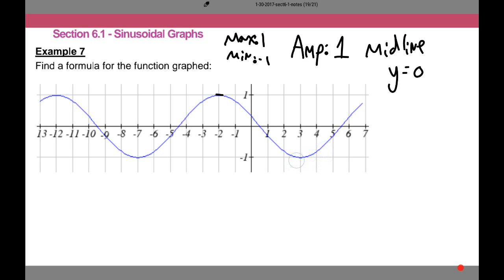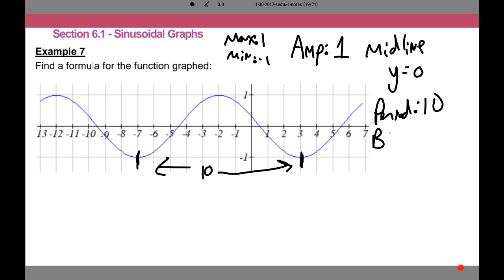Alright, and again, we're looking at our period to figure out. Now, this one has nice spots for our minimum values, being -1 at -7 and at 3. So that means, again, our period here is 10 on this graph. Alright, so that means our b value is, again, 2 pi divided by 10, which is pi/5.